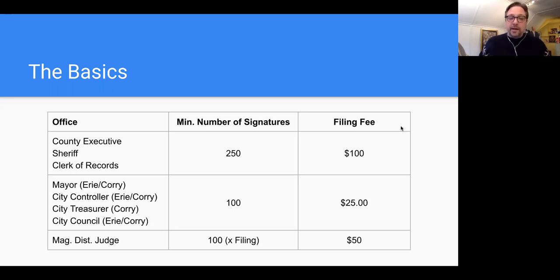If you are filing nominating petitions for any of these citywide offices in the city of Erie or the city of Corry, the filing fee for those petitions is just $25.